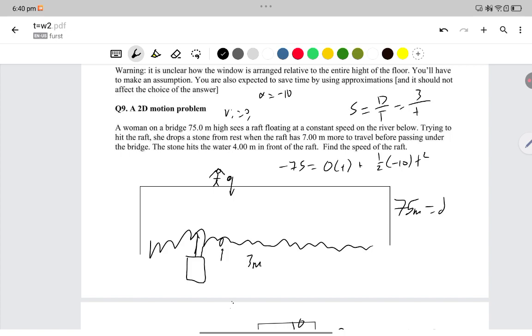So what's t? t equals 2 times 75, that's 150, over negative 10, and we take the square root of that. So I don't know why it does that, man. But anyways, it's the square root of 150 over 10, which is about t equals 3.87. So what's our speed? Our speed is 3 divided by that, which is 0.77 meters per second. And that's it.